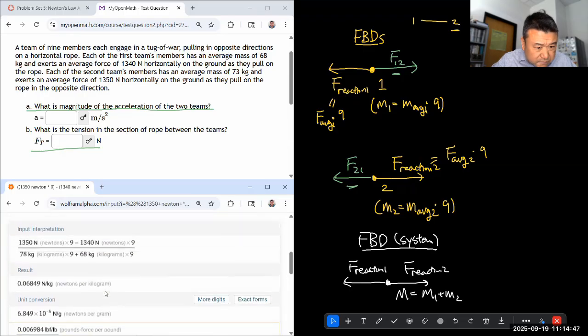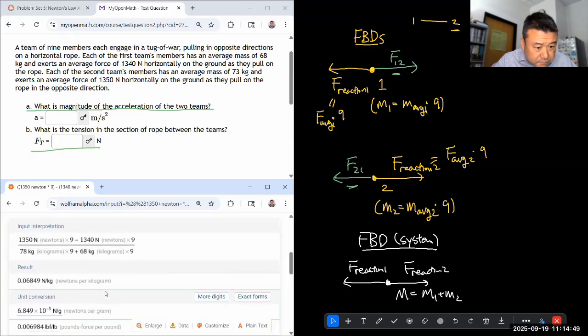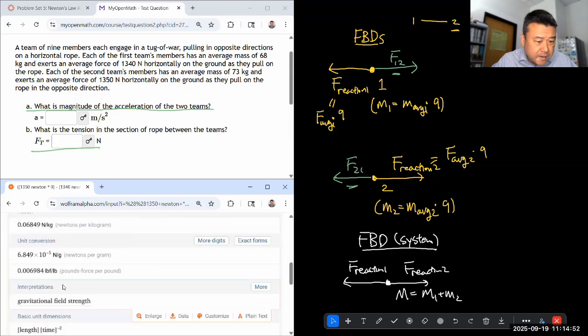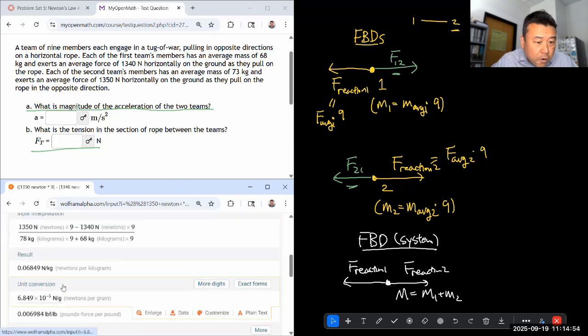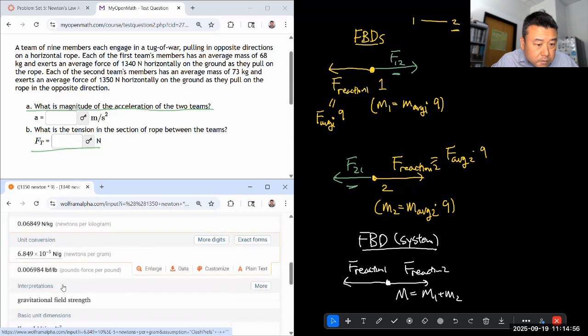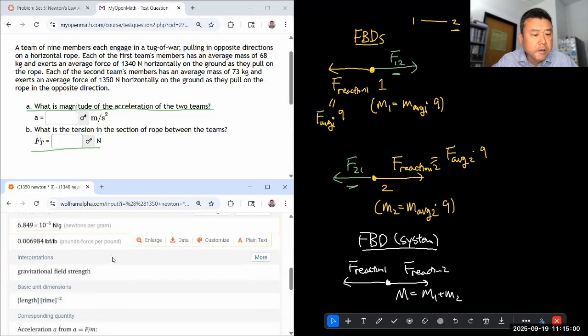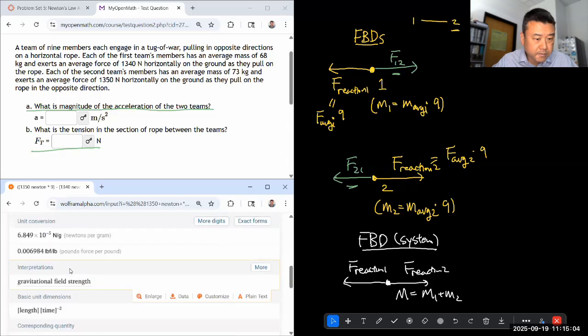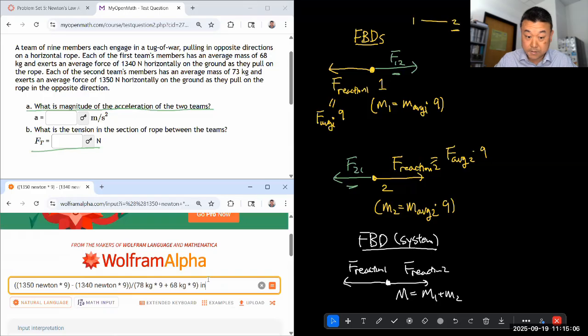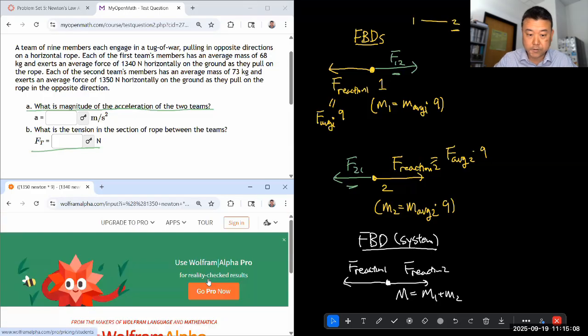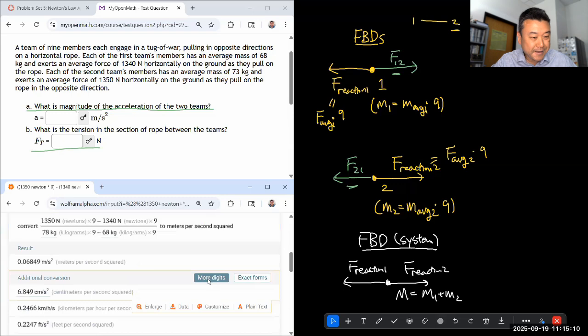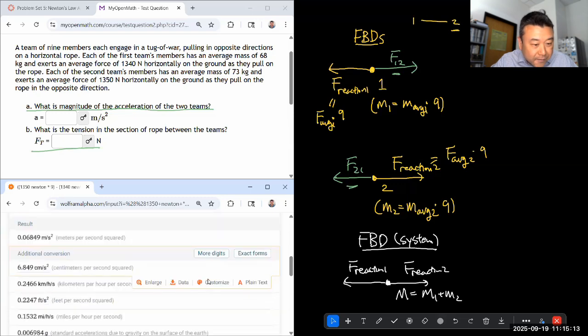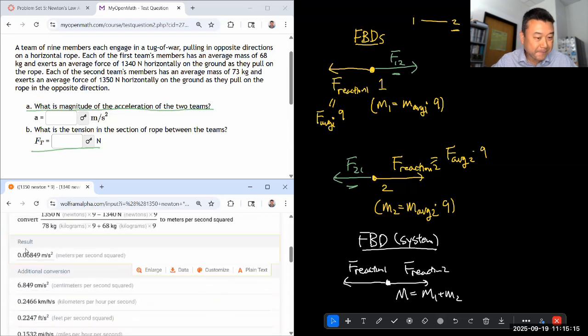Wait. Newton per, yeah, that's mass times. Oh, wait. Newton per gram. Oh, yeah, I don't know why. Let me just say in meters per second squared. I don't know why it didn't just give me that right away from the beginning.